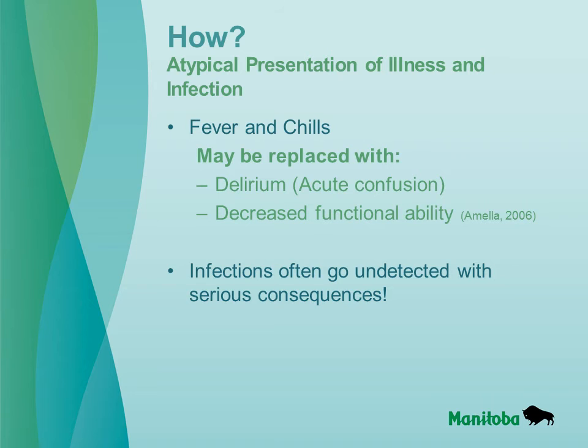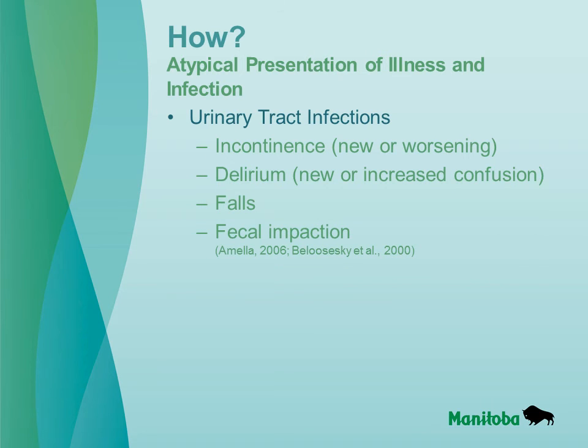The fever and chills that are commonly attributed to an infection are often replaced by delirium and decreased functional ability in older adults. It is important to note that delirium can present as a quiet confusion where the older individual appears weak and tired. Sadly, these infections may go undetected. With delayed detection, the consequences can be serious.